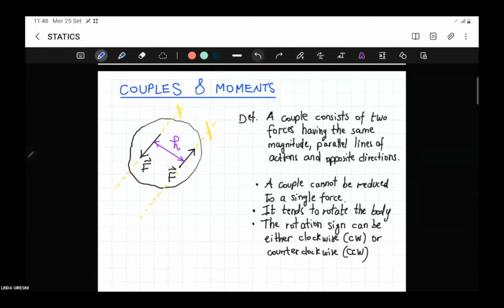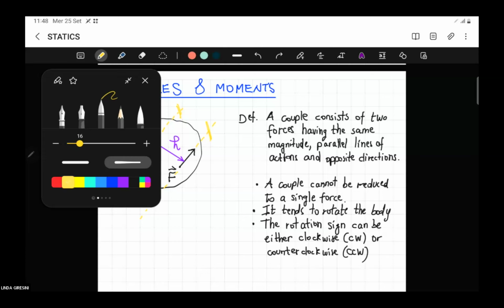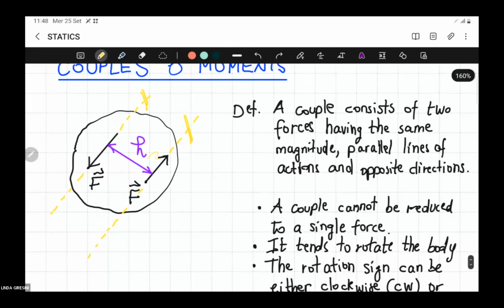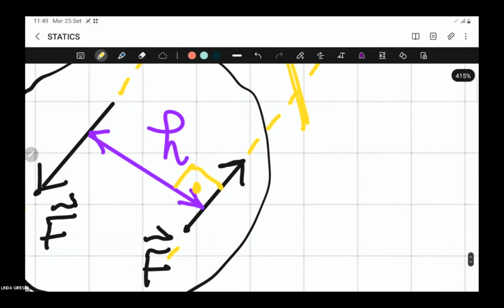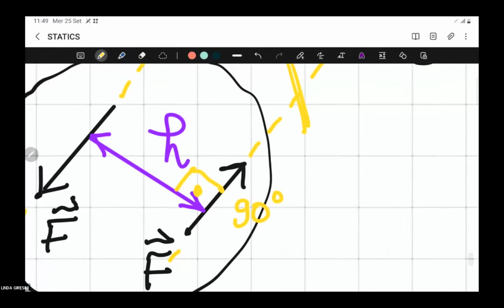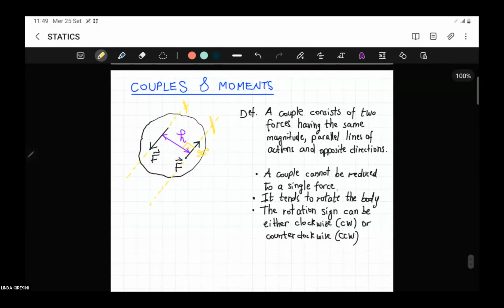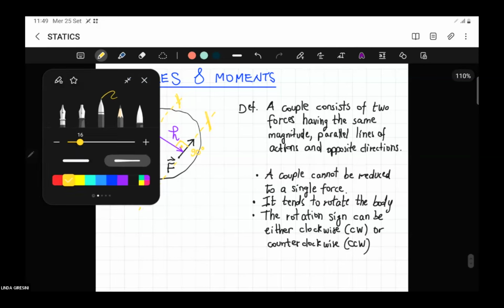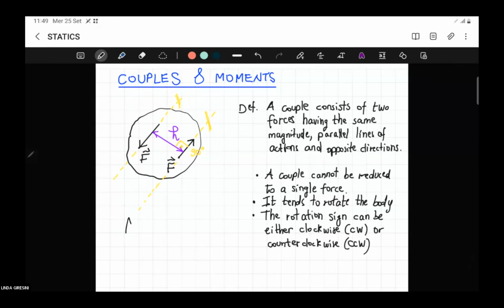So it must be 90 degrees. So here we should have 90 degrees. With this sign, with the dot in the square here, it means that it is 90 degrees, okay? So 90 degrees defines the distance. So the moment M, in terms of magnitude, is equal to what? F times h.